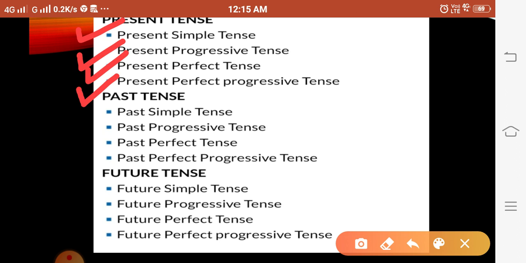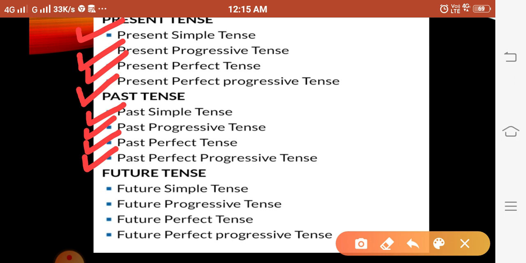Second, past tense, and past tense is further divided into its 4 subcategories. First, past simple or past indefinite tense; second, past progressive or past continuous tense; third, past perfect tense; fourth, past perfect progressive or past perfect continuous tense.